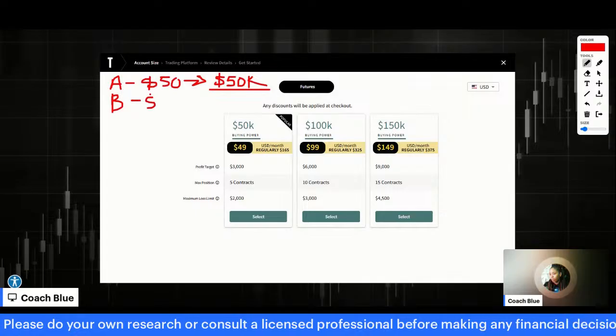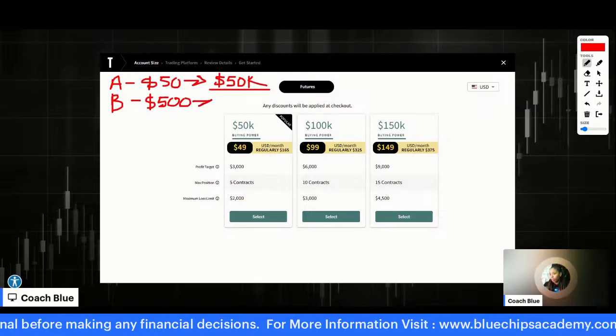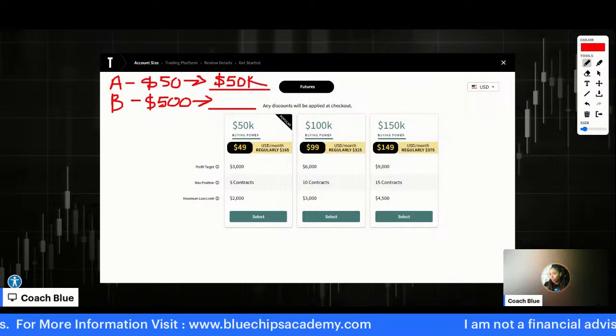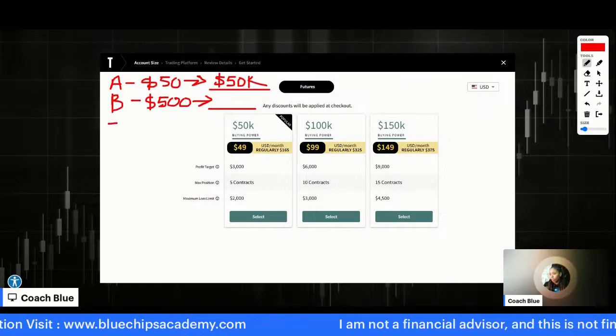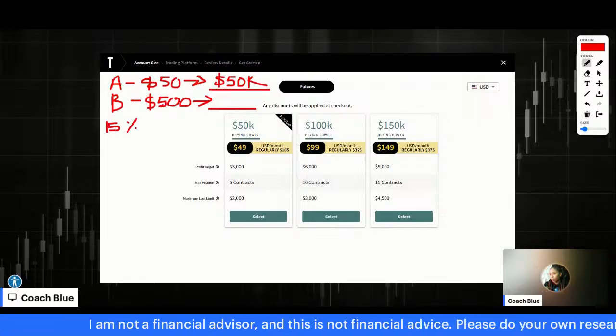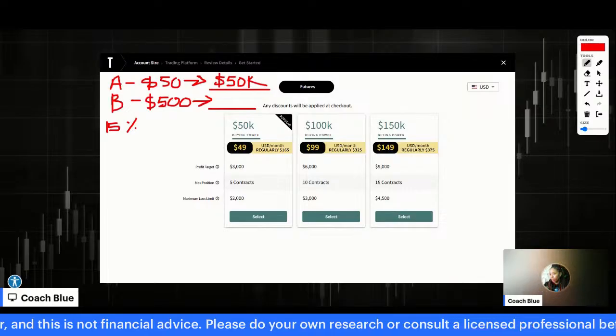Trader B says, I'm going to put up my own money. I'm going to put up $500. I don't have $50,000, but I'm going to put up $500. Okay? Both traders took the same trades, and they accumulated about 15% gain that month. 15%. Okay?